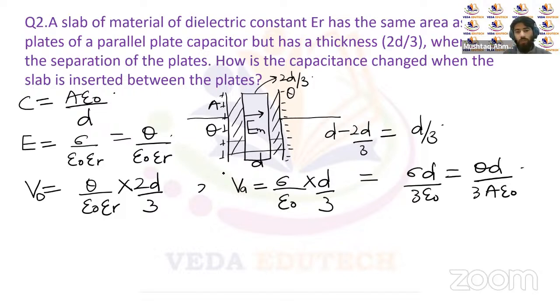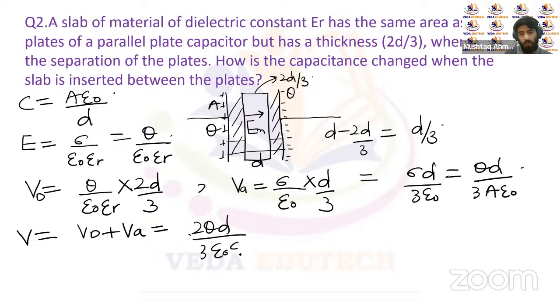The total potential drop has to be the sum of the potential drop across this dielectric and the potential drop across this remaining space. So let's suppose V is the total potential drop. It will be equal to Vd plus Va. We can write Vd as 2Qd upon 3A epsilon naught epsilon r, plus Qd upon 3A epsilon naught.